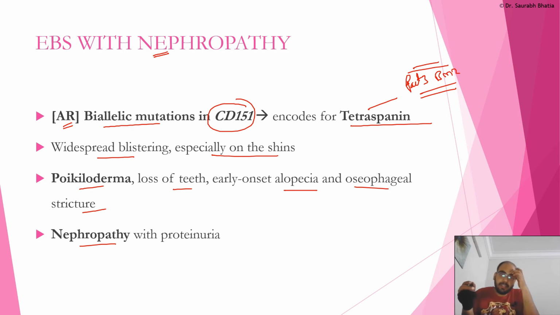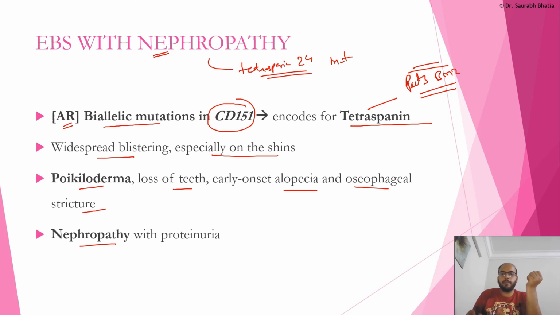So a good way to remember is that in EBS with nephropathy, you have a mutation in tetraspanin. That's one point that you would like to know. Tetraspanin mutation. And there is poikiloderma and nephropathy. So this leads to a good quiz question or a viva question: what is the mutation in EBS with nephropathy? It is tetraspanin. We just mentioned tetraspanin.